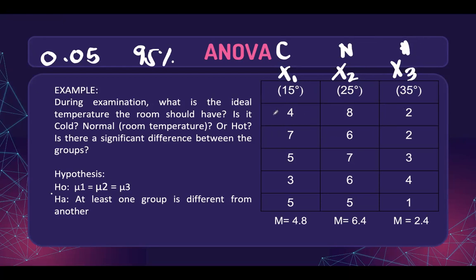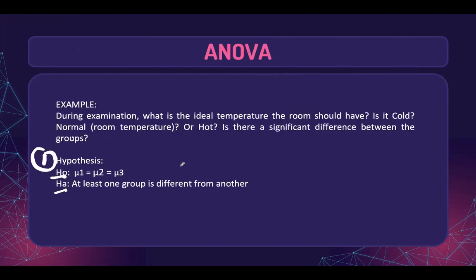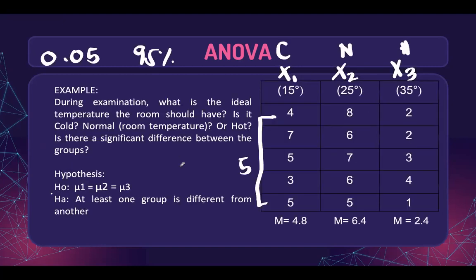So we have here 3 variables for the ideal temperature. We have here 5 given measurements of those temperatures. So class, you have to know the means, since ANOVA is analyzing the population means, or knowing the differences of the population means by analyzing the sample variations.